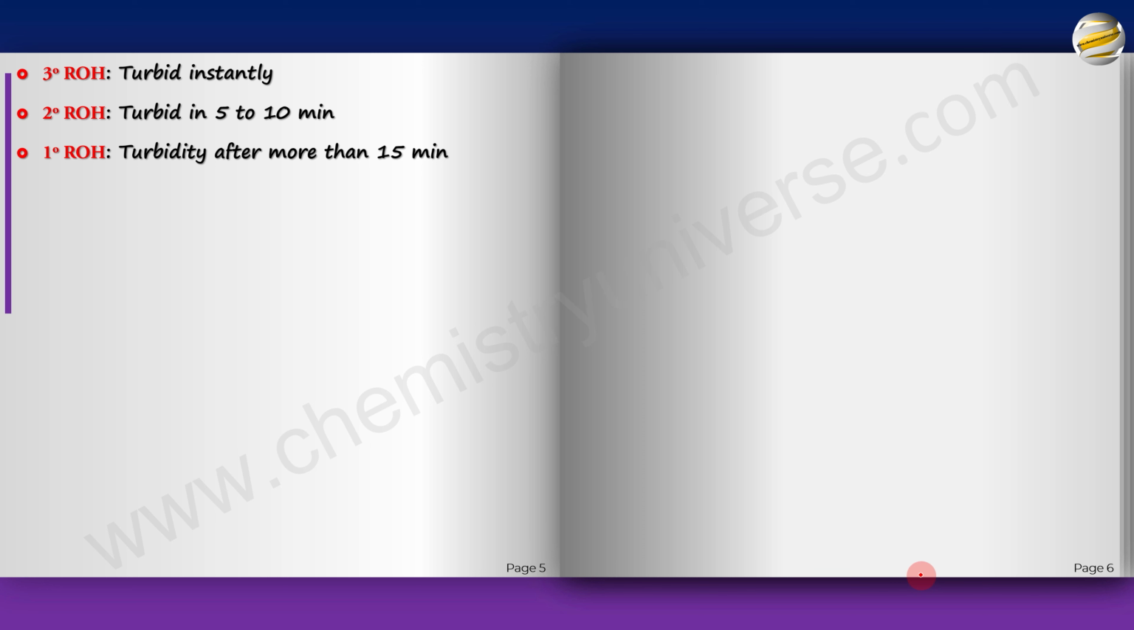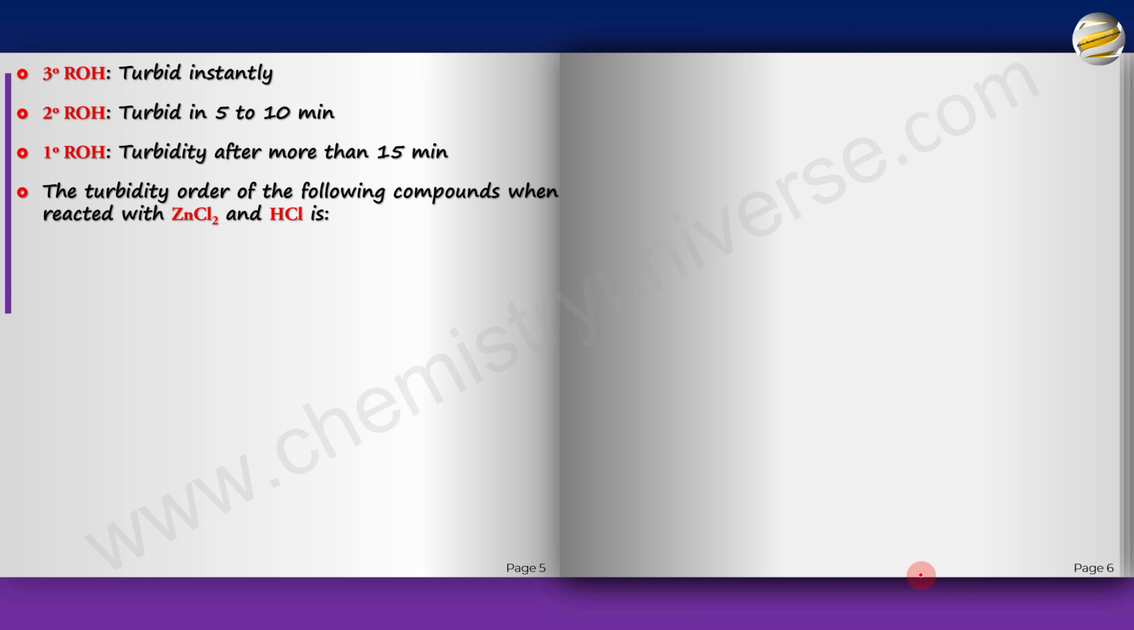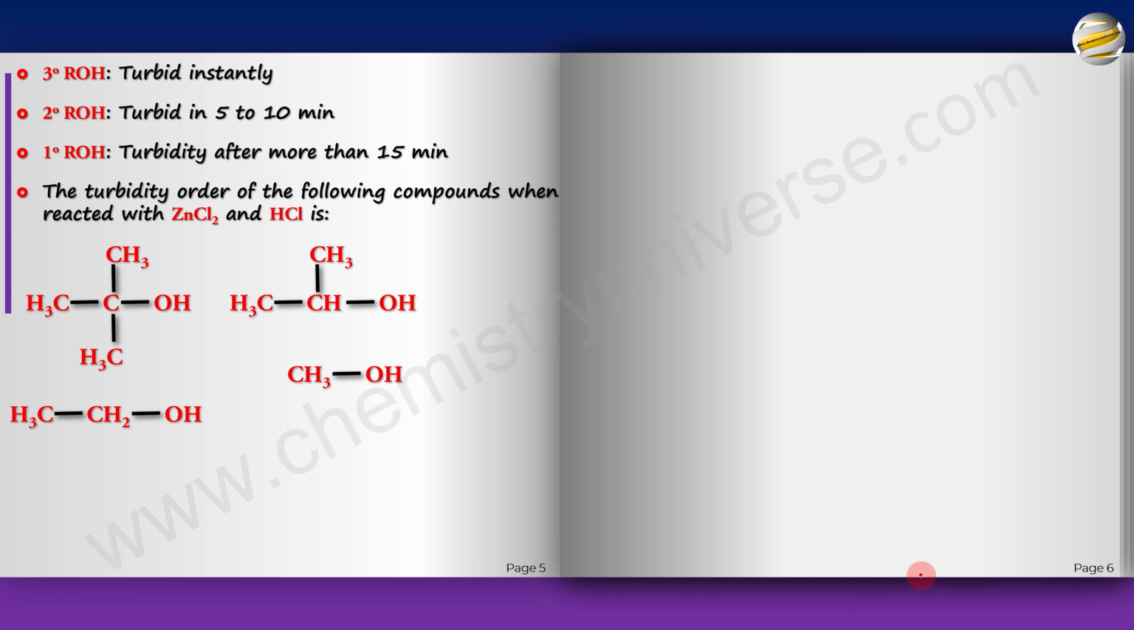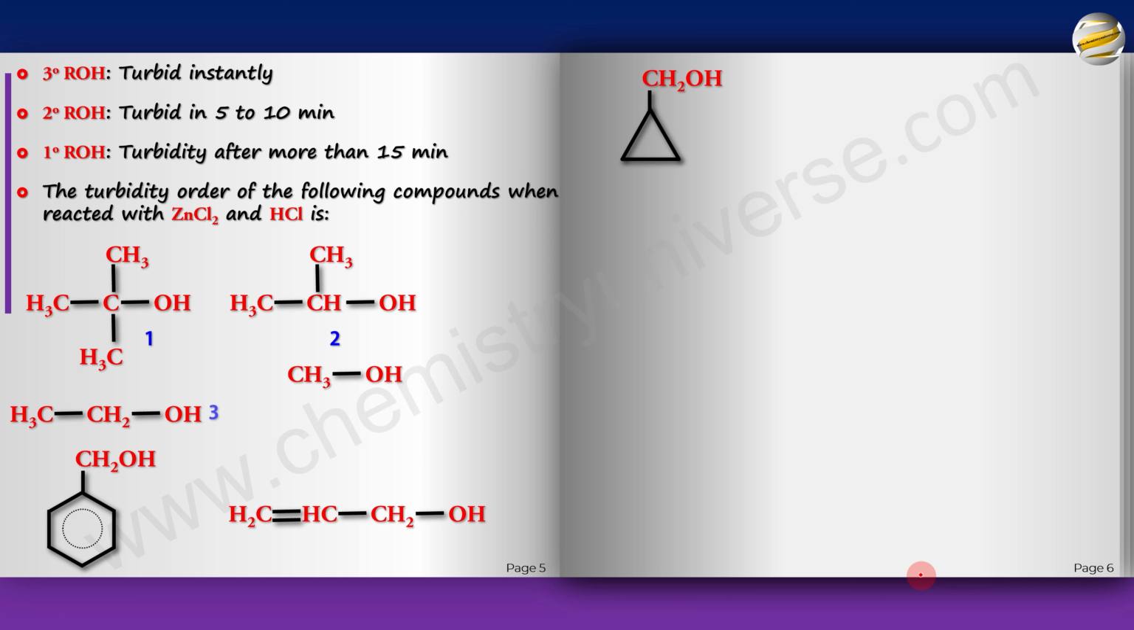So now I want you to use this to find the answer to this particular question. The turbidity order of the following compounds when reacted with zinc chloride and HCl is. So you have to find out the turbidity order. I'm giving you 7 molecules: 1, 2, 3, 4, 5, 6 and 7. Let me number them. You have to find which will form turbidity fastest and slowest and write them in decreasing order. And as is the practice, take your time, pause the video, do it on your own, and then play the video back to check your answer.